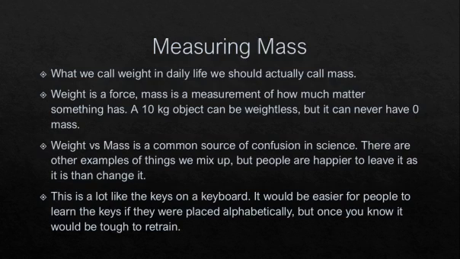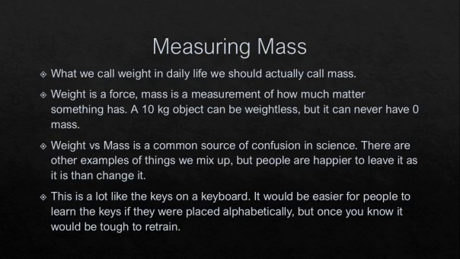So what we call weight in daily life, we should really call mass. So when we say what's your weight, what we really mean is what's your mass. Weight is a force, while mass is a measurement of how much matter something has. A 10-kilogram object can be weightless. It can be floating around in outer space, but it can never have zero mass. A 10-kilogram object will always be 10 kilograms. When it floats, that means it's weightless. So mass and weight are different things in physics.